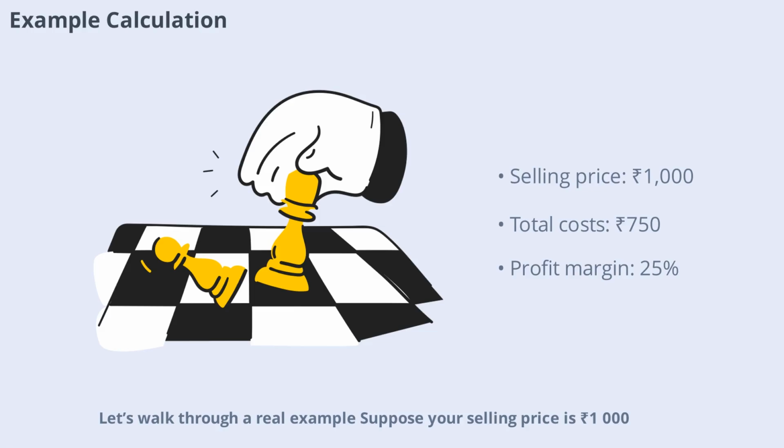Suppose your selling price is 1,000 rupees. Your product cost is 400 rupees, Amazon fees are 200, shipping is 100 rupees, and advertising is 50 rupees. Adding these up, your total costs are 750. Subtracting this from your selling price, you get a profit of 250 rupees. To find your profit margin, divide 250 rupees by 1000 rupees and multiply by 100, which gives you a 25% profit margin. This example shows how each cost impacts your final profit.